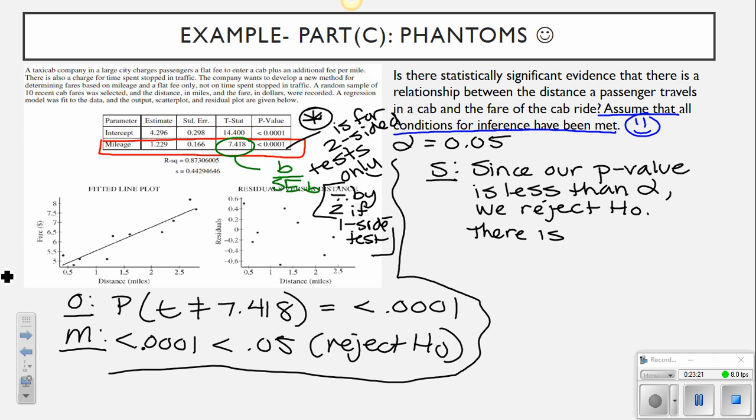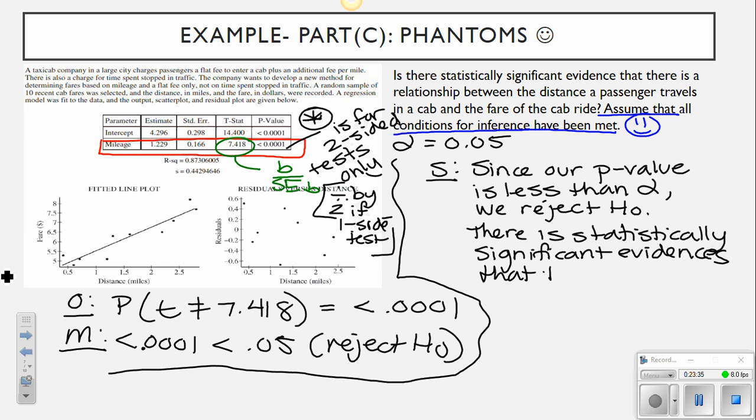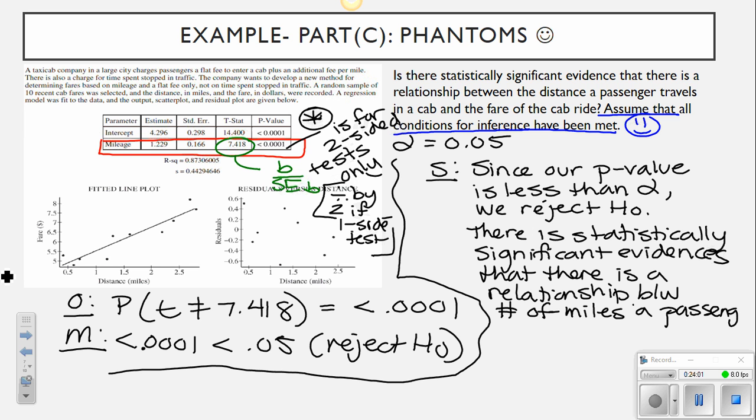There is statistically significant evidence that there is a relationship between the number of miles a passenger travels and fare. Okay. All right, guys, good with that?